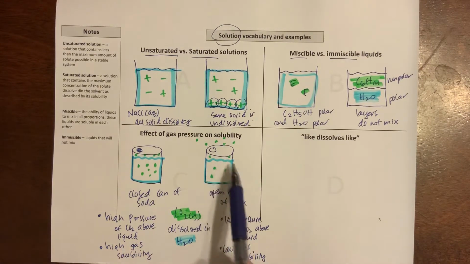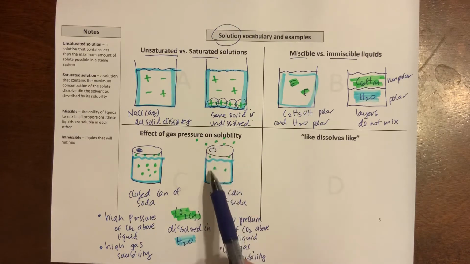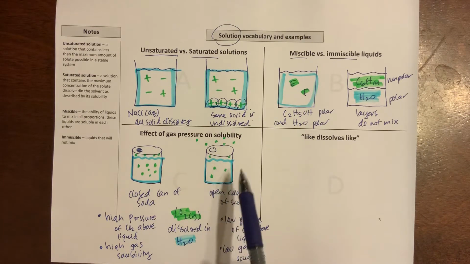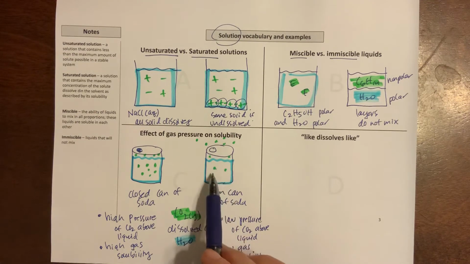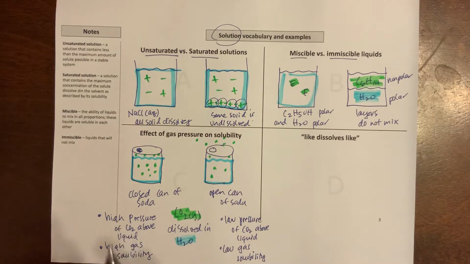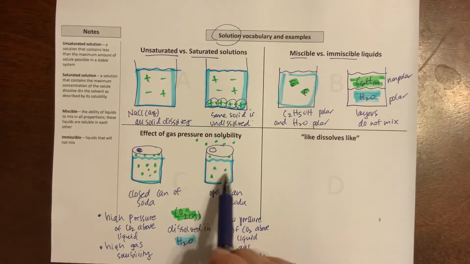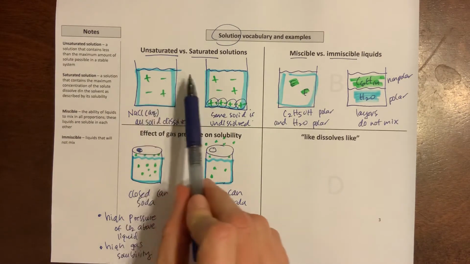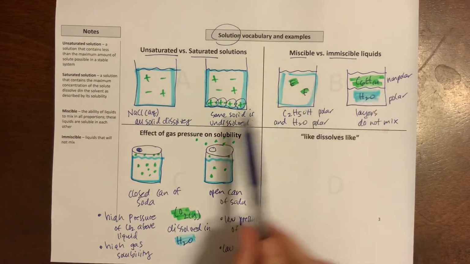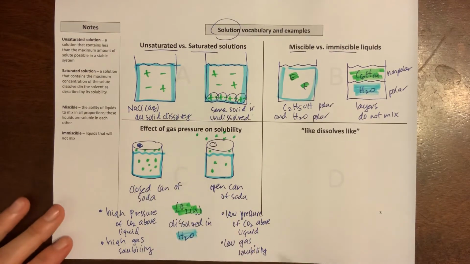Incidentally, the same thing happens where you lose your fizz if you warm this up, and this is an issue with lakes and oceans. As they warm up, some of the dissolved oxygen starts to leave, and now your organisms that depend on oxygen don't have it because that gas has basically heated up and moved out of that liquid. All right, so we've got a couple terms up here. We've got this gas pressure effect on solubility.